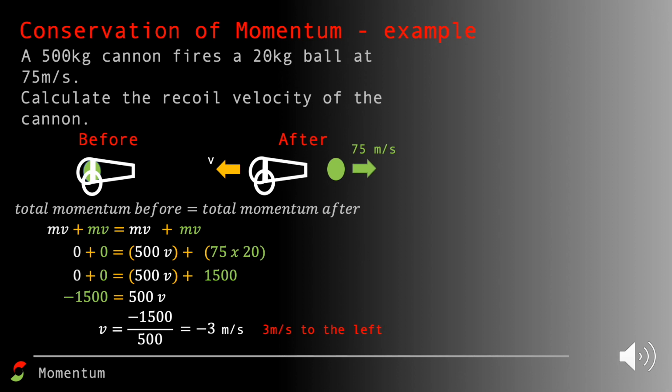The minus sign there means that the cannon is going to move in the opposite direction to the ball, because we gave the ball 75 meters per second a positive sign in that second line, and that signifies it's moving to the right. So anything that pops out as negative means to the left. So the recoil there is to the left.